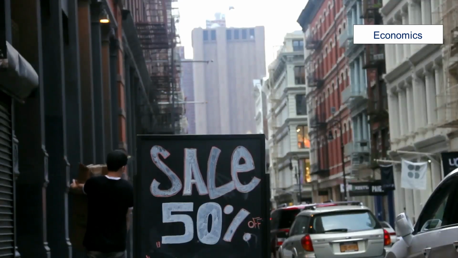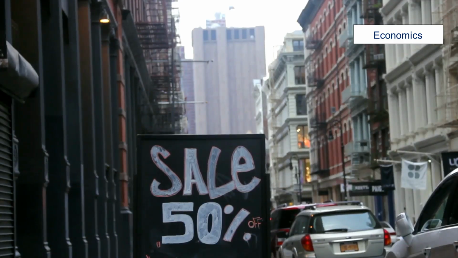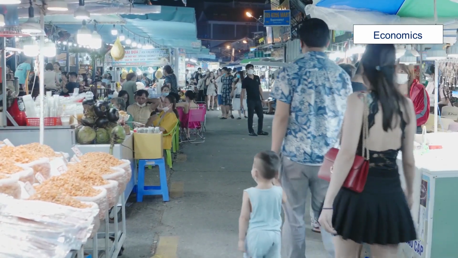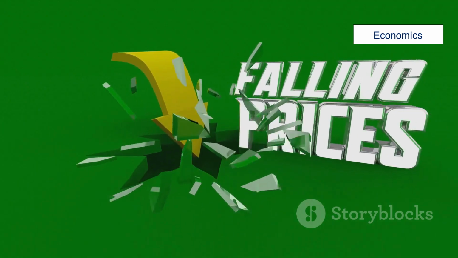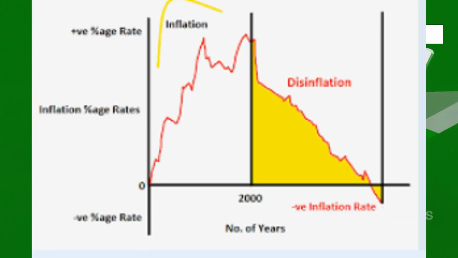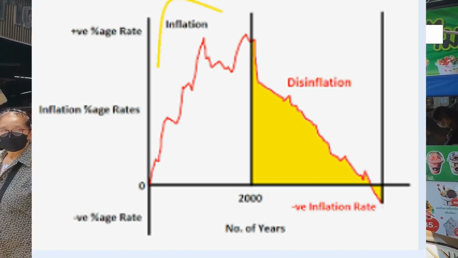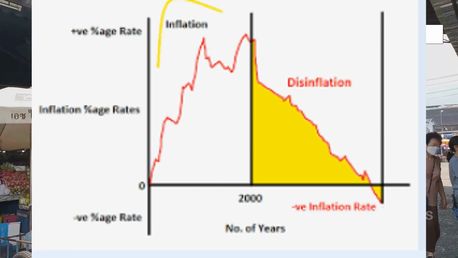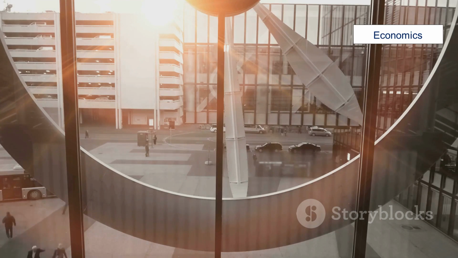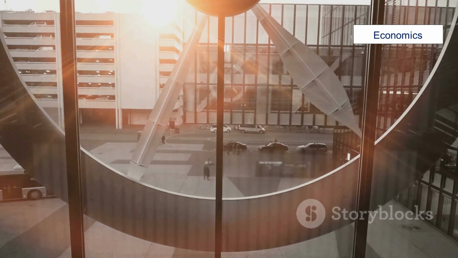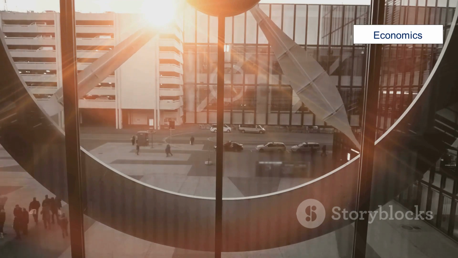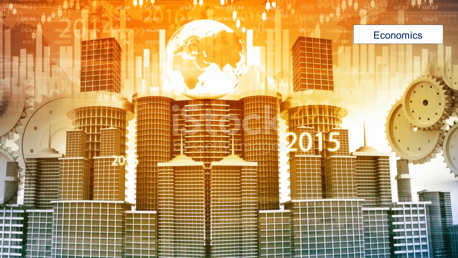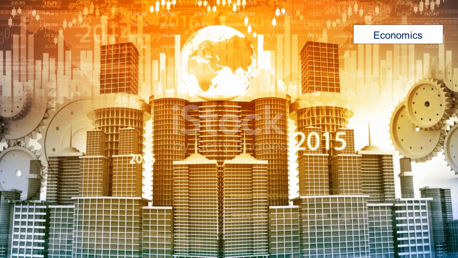On the other hand, disinflation refers to a slowdown in the rate of inflation. It means that prices are still rising, but at a slower pace than before. For example, if inflation falls from 5% to 3%, it is considered disinflation. Disinflation is not necessarily a negative phenomenon, as it can indicate a cooling down of an overheated economy. Both deflation and disinflation can have significant implications for economic growth, employment, and investment decisions. Understanding the differences between these concepts is crucial for analyzing economic trends and formulating effective policy responses.